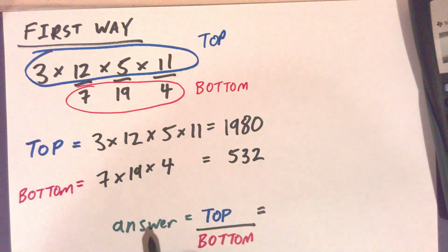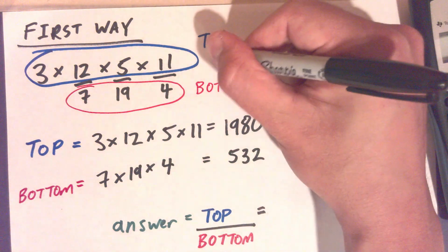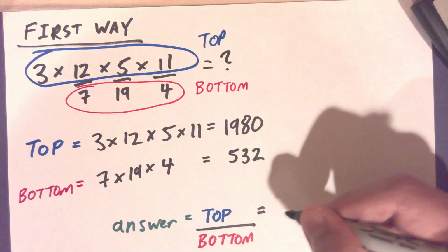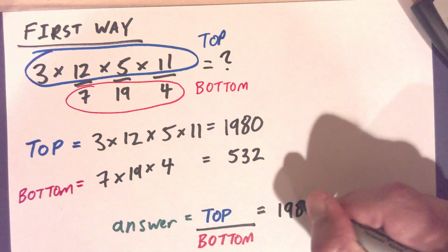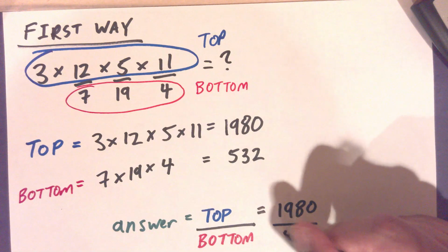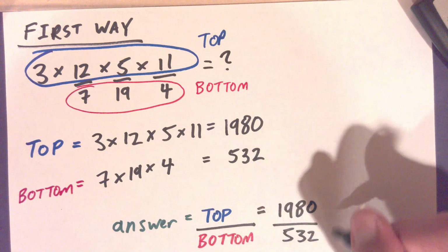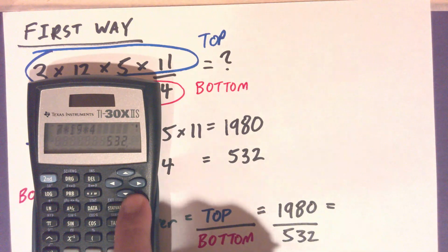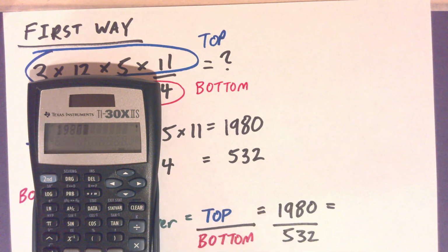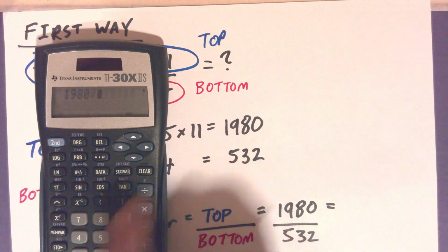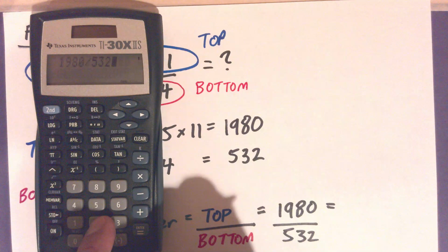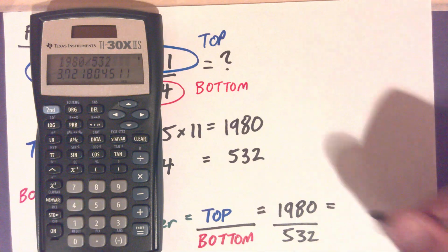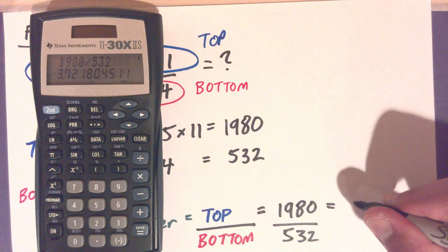Now to get our final answer, to answer this problem of what all this is equal to, let's take our top answer, 1980, and let's divide it by our bottom answer of 532. 1980 divided by 532. Oops, let me get on the screen. There we go. And I'm just going to round this to 3.72.